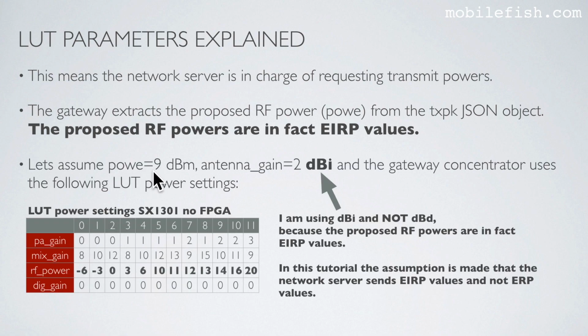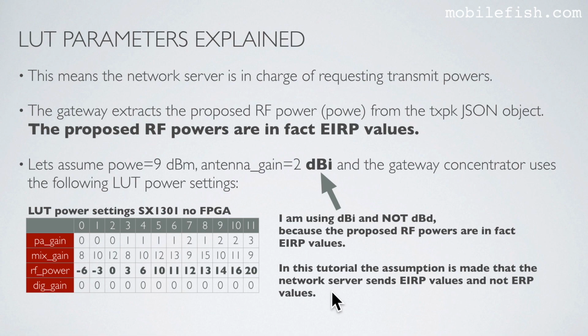Let's assume the proposed power is 9 dBm. Antenna gain is 2 dBi, and the gateway concentrator uses the following lookup table power settings. Please note I am using dBi and not dBd because the proposed RF powers are in fact AERP values.